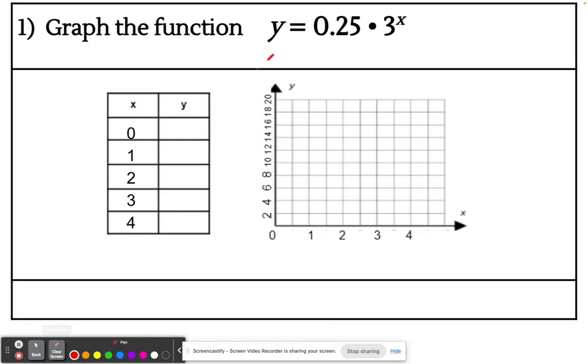Okay, now let's look at this example. We have 0.25 times 3 to the power of x. You might think this is exponential decay, but this is my factor of change. It is greater than 1. So my starting point is 0.25. Three to the first power is 3. 3 times 0.25 is 0.75.